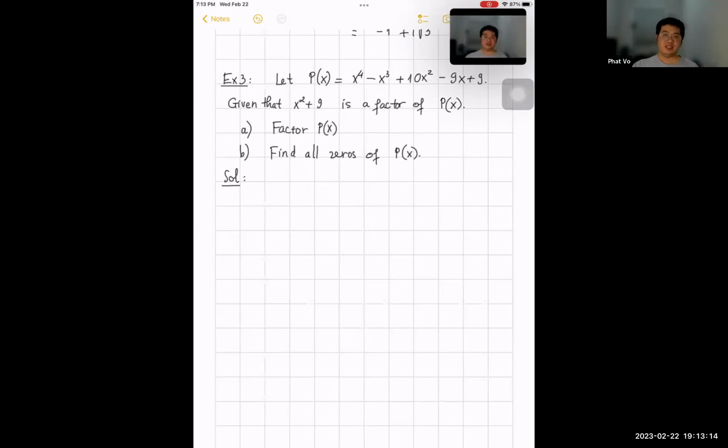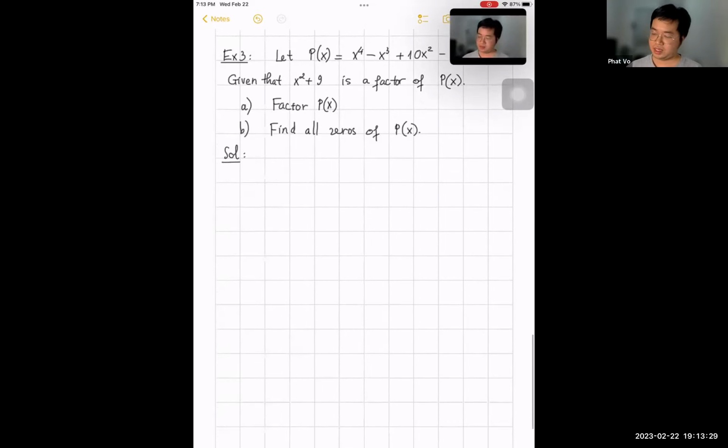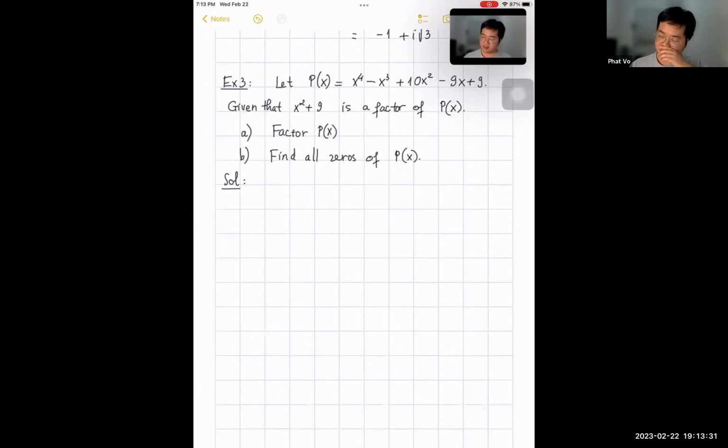And that is example 3. This kind of problem appears a lot in the final exams. I will show you how to do this. The first thing you know: x squared plus 9 is a factor of P(x). This means that we can imply this.